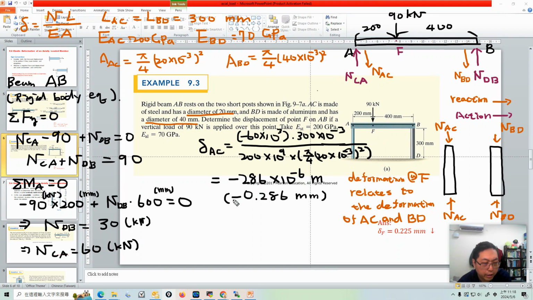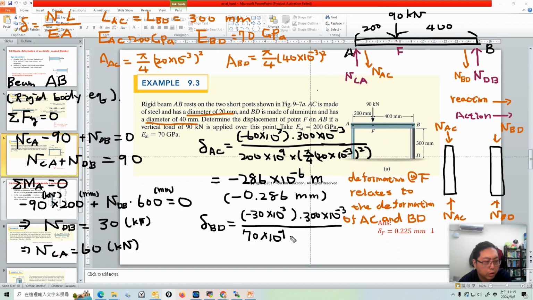Okay, and that's the first thing. The next thing is delta BD. The only thing we need to change is the length is the same, 300 millimeter, and for BD the force has a negative sign here. So it's minus 30 times 10 to the power 3. And the modulus is 70 gigapascal, so 70 times 10 to the power 9.